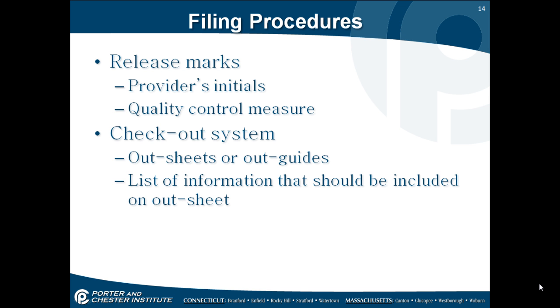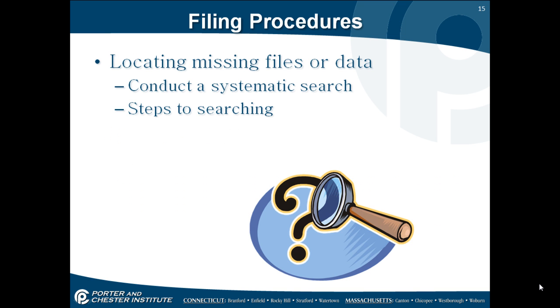A checkout system. Outsheets or outguides that we had talked about previously. A list of information that should be included on the outsheet. Locating missing files or data. Misfiling can occur for a number of reasons. When the situation occurs, a specific procedure must be established to conduct a search for missing information. By conducting a systematic search, the missing data usually can be located.